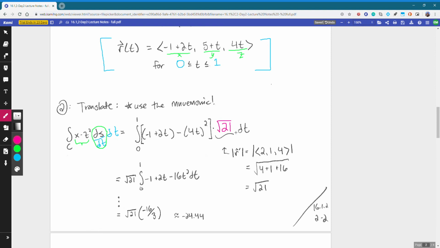We can take this root 21, it's just a constant multiple. We can slide that all the way out front if we want. Distribute the squared, becomes 16t squared. And at this point, we can just go ahead, crank through the antiderivatives, and evaluate from 0 to 1. And what we'll end up with is what's right here.